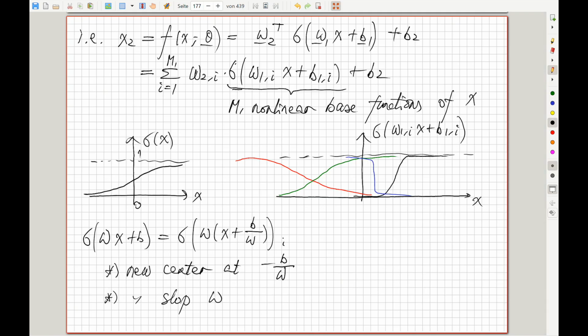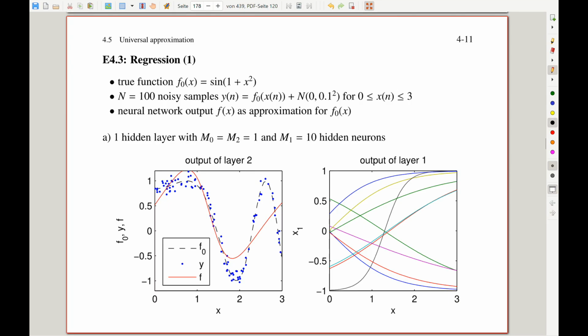And now let's take a look at the first Python compute experiment in this lecture, a very simple regression problem. I assume the true function f0 is given by sine of 1 plus x squared. This is represented by the dashed black curve in the interval between 0 and 3.